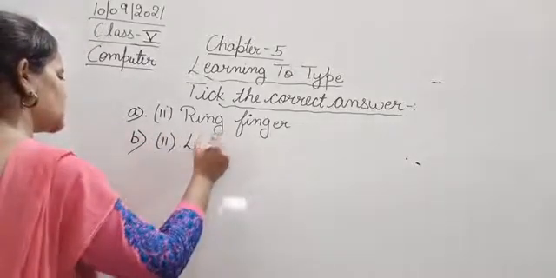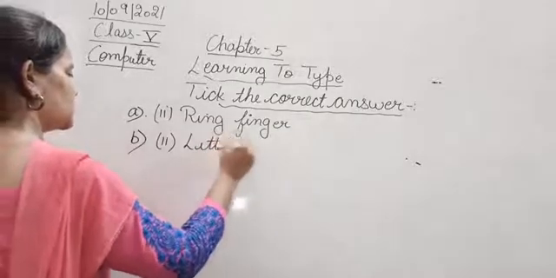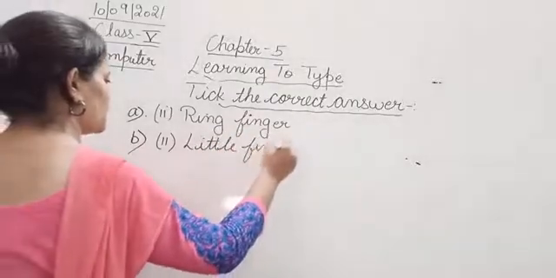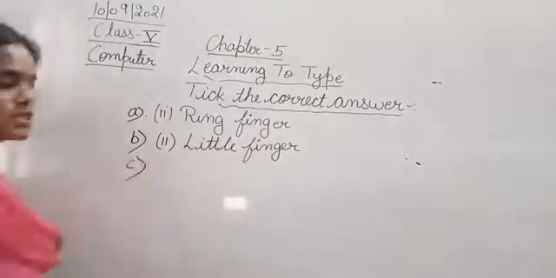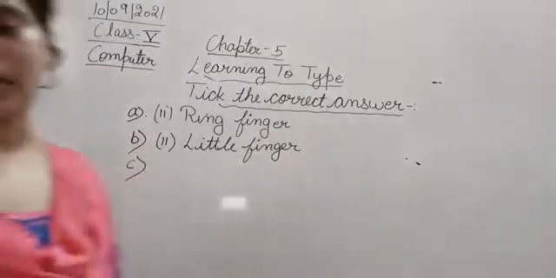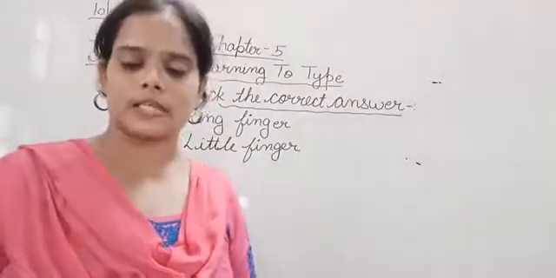So we will use the little finger of our hand for typing these alphabets on the keyboard, that is A, Q and Z.